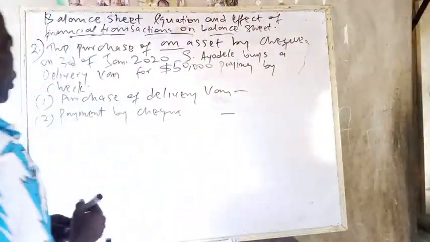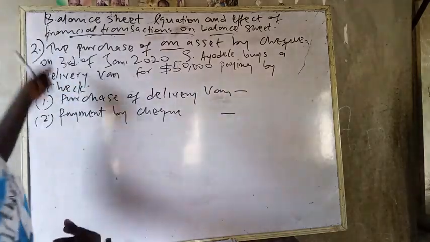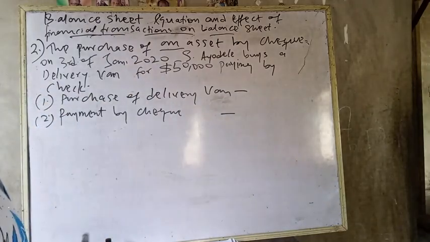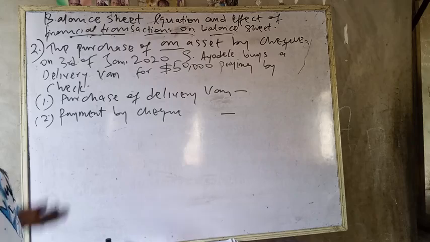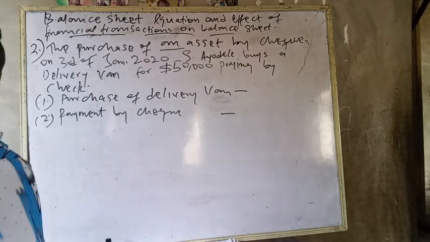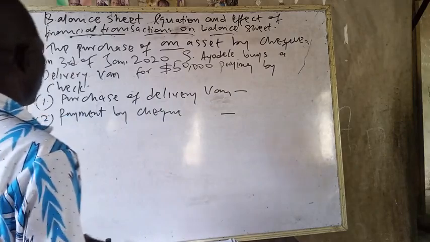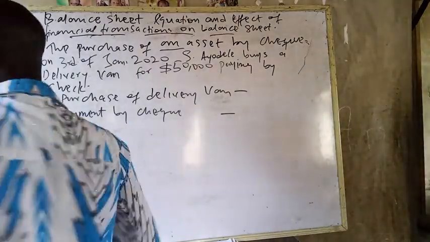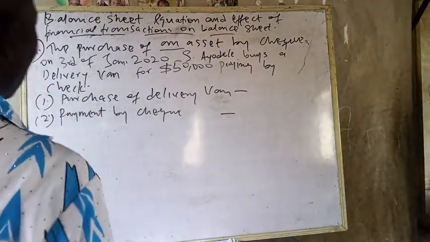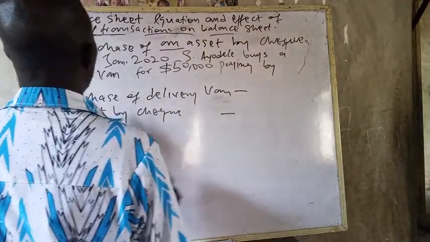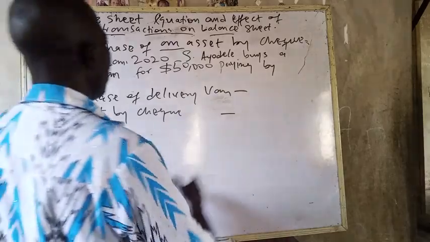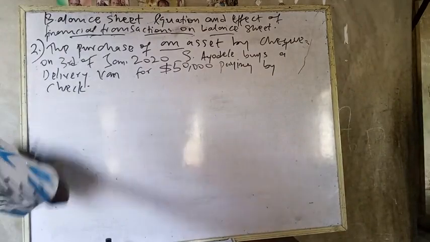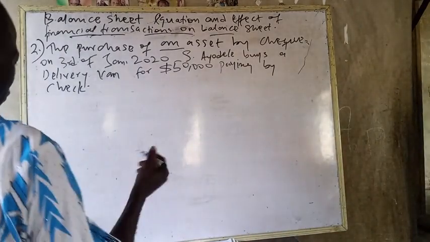Purchase of delivery van. So that means in the previous example there is no delivery van. Now we are going to include the delivery van into the balance sheet. And the bank also has to be affected. So those are the two transactions that take place, which must affect the financial position, which is called the balance sheet. So let's now continue with our former balance sheet.